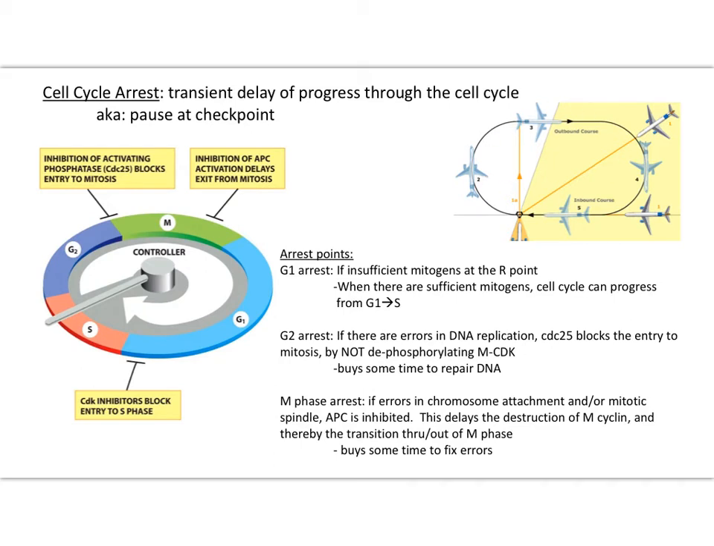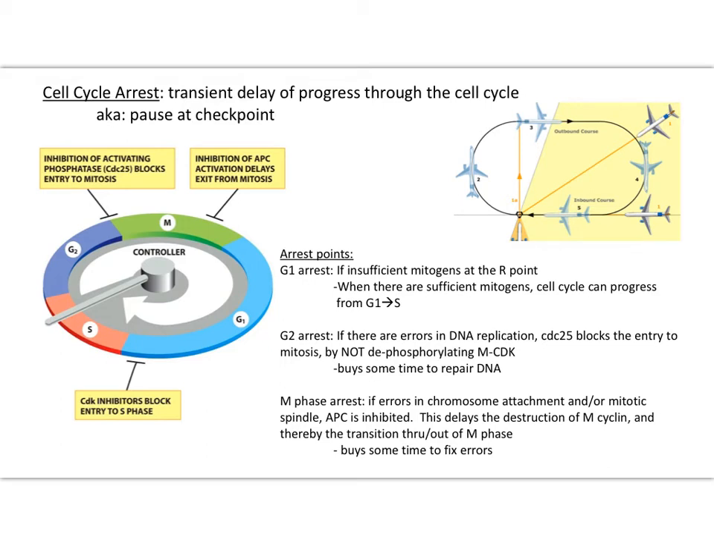So let's talk through a couple of these cell cycle arrest points. The first one is G1 arrest, which is right here. And that's at this restriction point. Basically G1 arrest occurs if there are insufficient mitogens, also known as growth factors, at the R point. And so that's what's going on here. And one way that could take place is through CDK inhibitors like P27. Then when there are sufficient mitogens, the cell cycle can progress and just pick up where it left off to go from G1 to S.